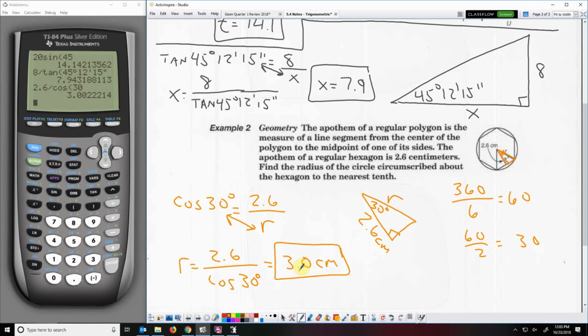Now, I'm keeping that 0.0. Usually you'd think, oh, that just means 3. Well, usually I just like to keep that 0.0 to say it rounds to 3. It's not exactly 3. So that's my reason for keeping that 0.0.